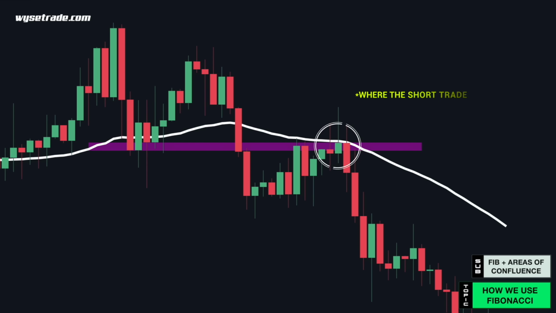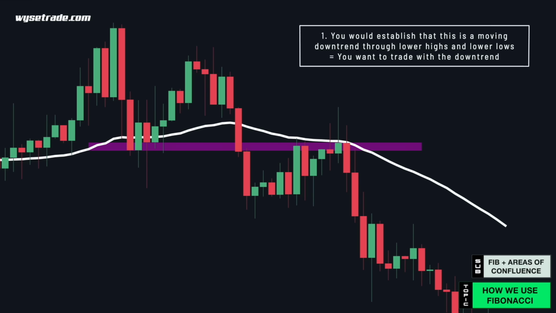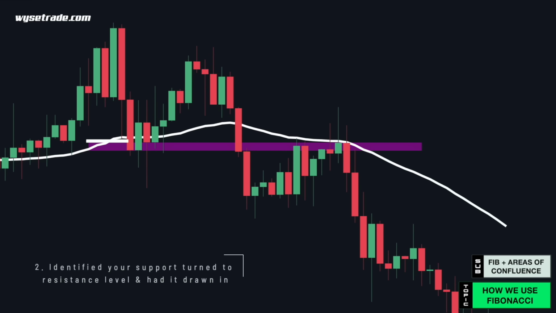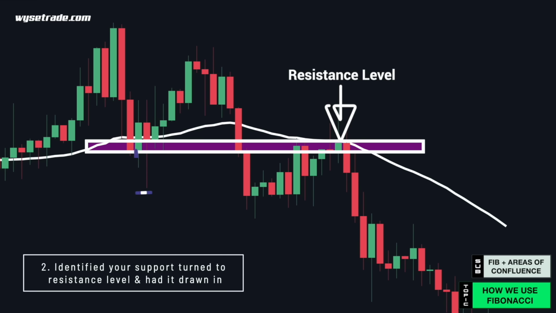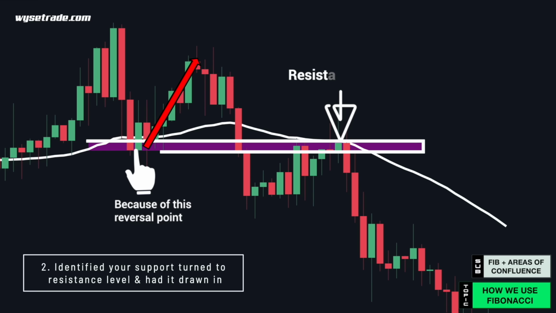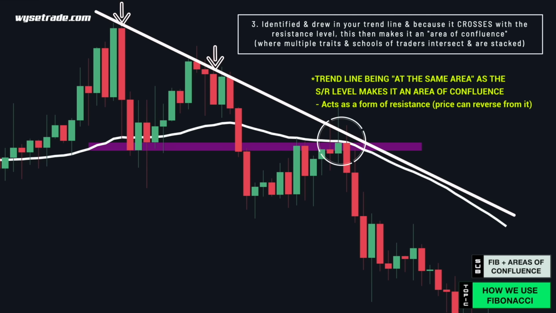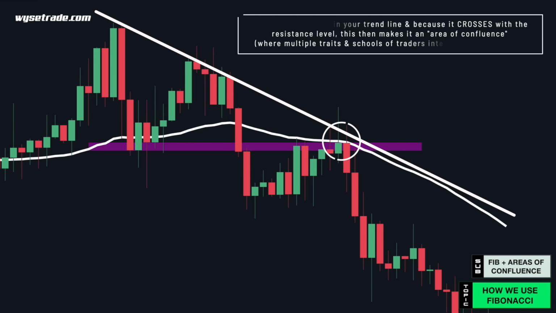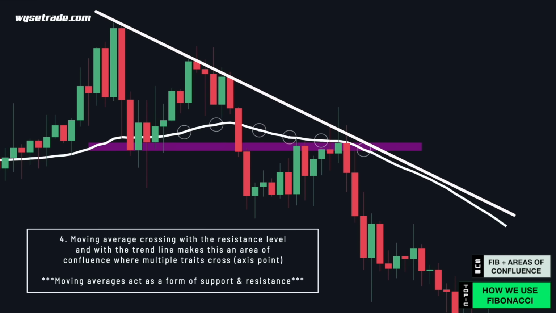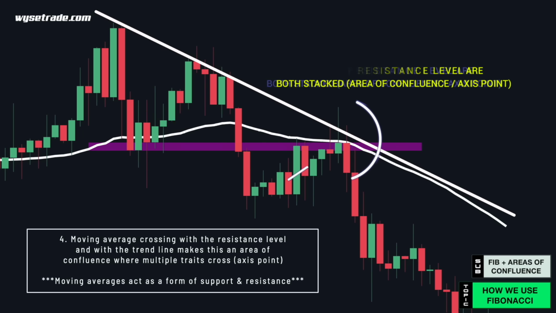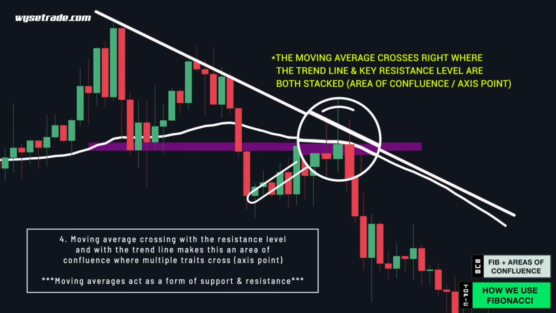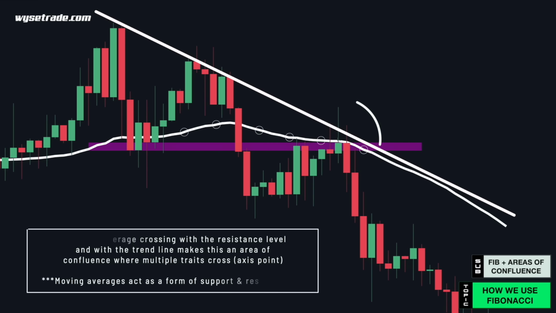This here is where the short trade opportunity occurred, as it is an area of confluence and access point. So let's break it down. First, you would have identified this as a clear moving downtrend, as price is making lower highs and lower lows. So you want to trade with the moving downtrend. You had your key level of resistance here because of this reversal point. You have your trend line here, and because it crosses with the resistance level, it makes it an area of confluence. You then have your moving average here. Notice how it intersects perfectly at the access point and area of confluence.